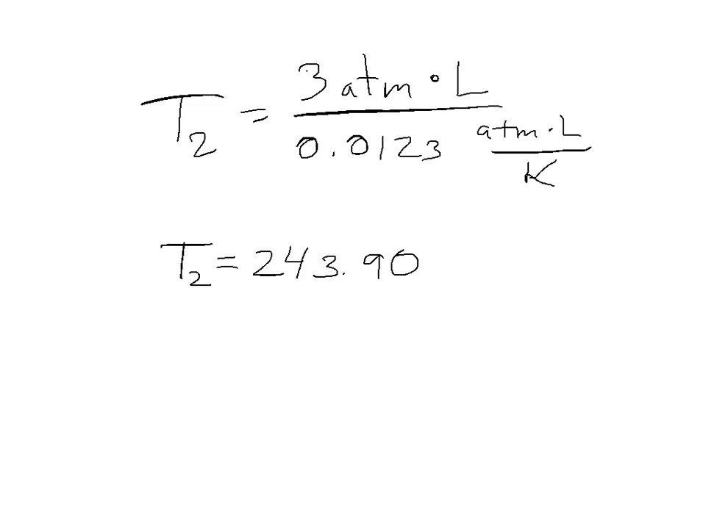Okay, we get 243.90, but what are we looking for? Well, we've got temperature here, but also let's look at our units. So we have atmospheres on the top here. They cancel out with the atmospheres on the bottom here. We got liters on the top here. They cancel out with the liters on the bottom here. So the only thing we're left with is kelvins. So our units are going to be in kelvins. And since we're looking for temperature, that works out to be great. And there's your answer.